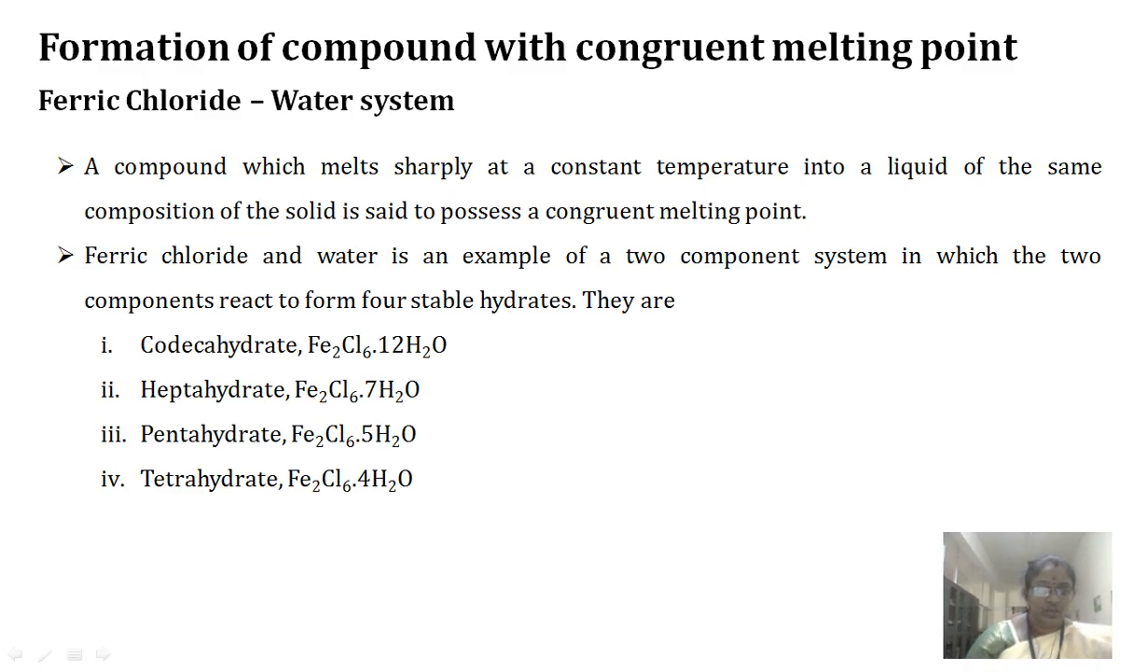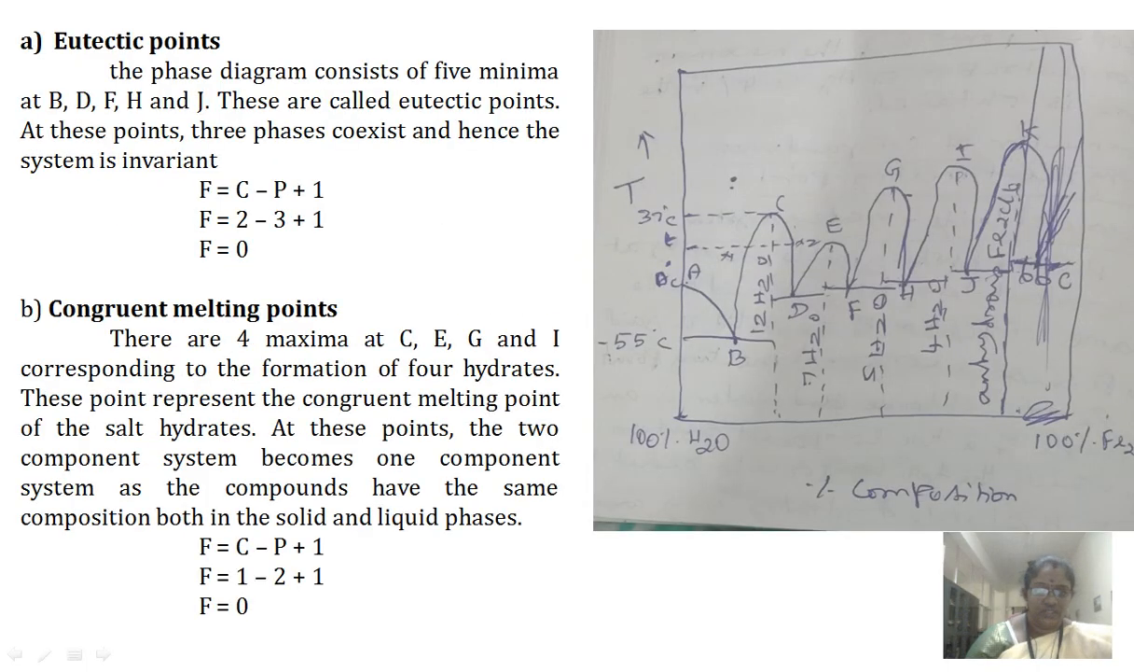They are dodecahydrate Fe2Cl6.12H2O, heptahydrate Fe2Cl6.7H2O, pentahydrate Fe2Cl6.5H2O, and tetrahydrate Fe2Cl6.4H2O. The eutectic points: the phase diagram consists of 5 minima at B, D, F, H and J in this figure. These are called eutectic points.